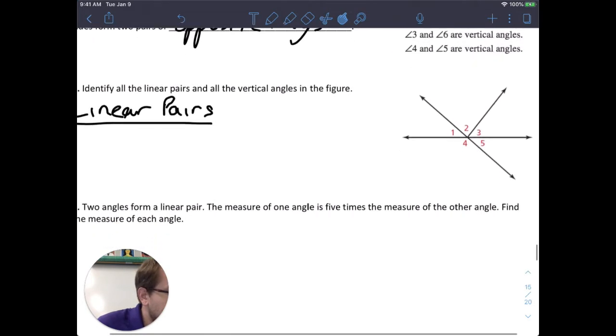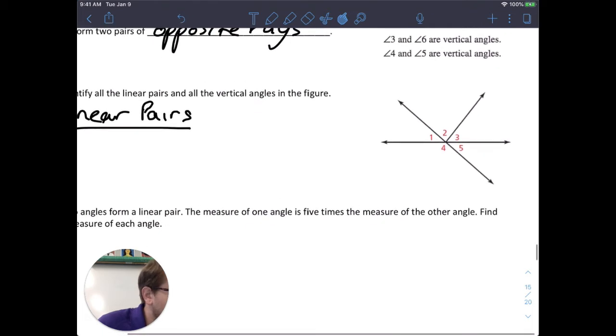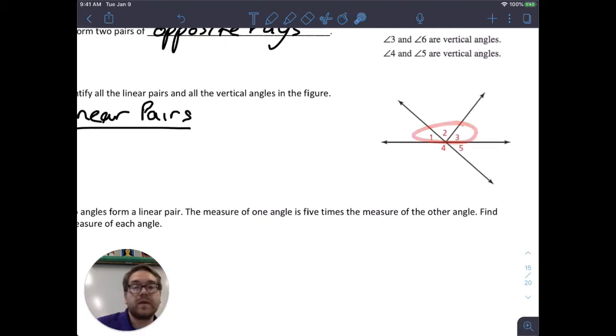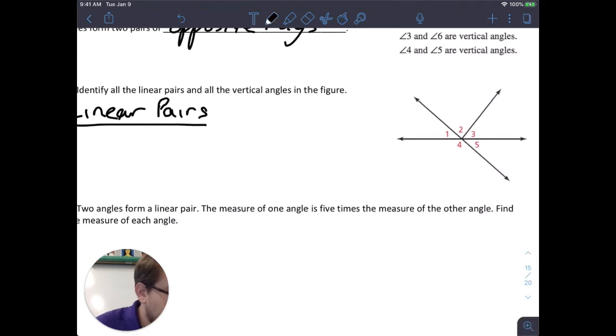So I'm not going to say that 1, 2, and 3 here are forming a linear pair. But I could say that angles 1 and 4 are forming a linear pair because they have these non-common sides as opposite rays. They're adjacent to each other, common vertex, common side, and their non-common sides are forming opposite rays. So angle 1 and angle 4 are forming a linear pair.